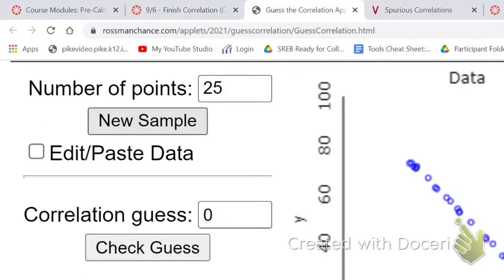Great question. You guys ready to check this one? Just ballpark, positive or negative? Negative. Negative, strong or weak? Strong, so probably very, very close to -1. Exactly -1 on this one. Our R value is exactly -1. I can grab a straight edge and draw right through all those points. All right, let's do a new one.